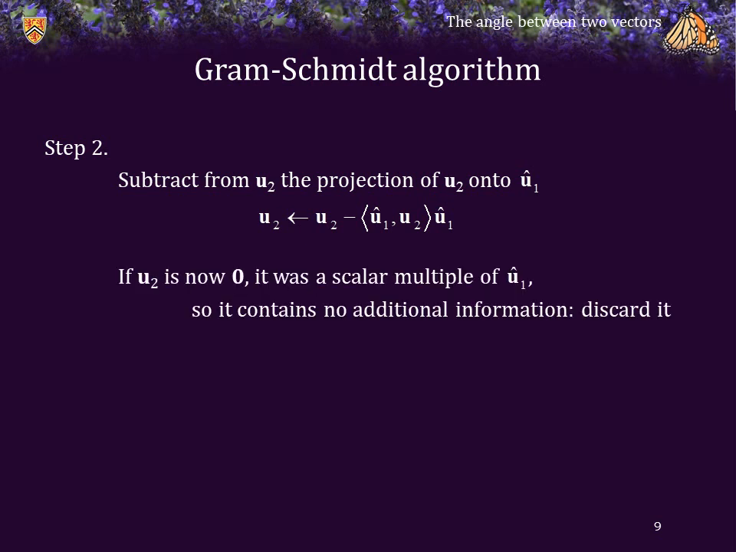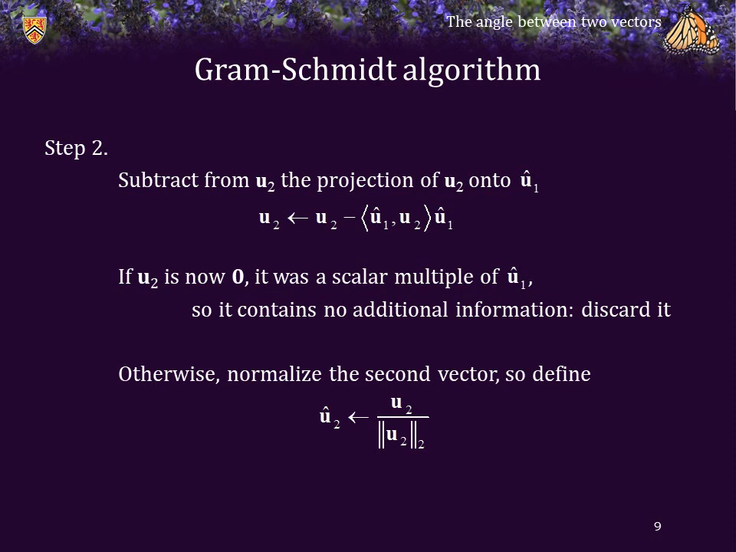Now, if u2 after this is 0, that means that u2 was actually a scalar multiple of u1, so it contains no additional information. Discard it and just continue working with u1 cap. Otherwise, normalize the second vector. So we define u2 cap to be this new u2 vector we calculated over its 2 norm.